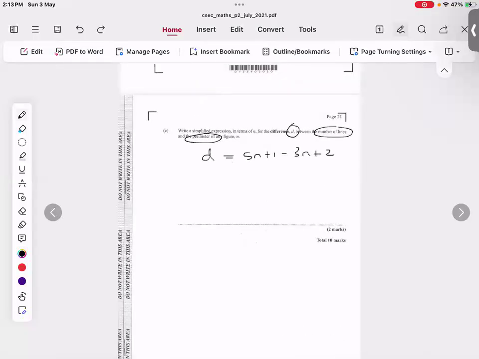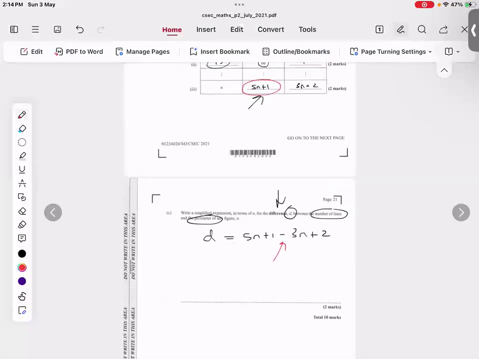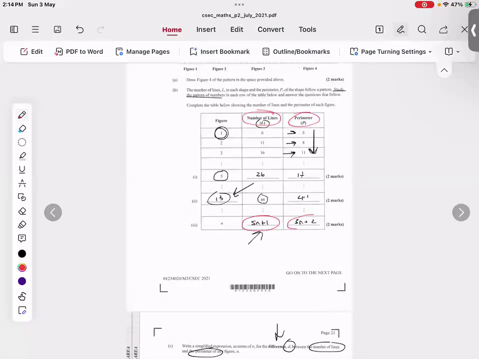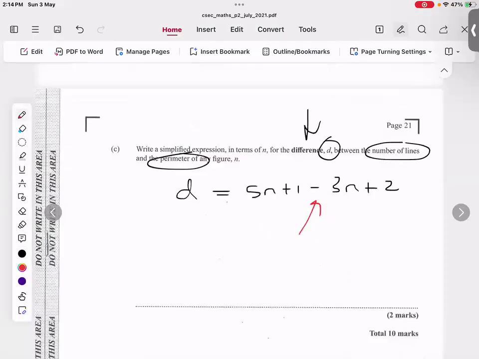Everybody working with me? They say they want a simplified expression for the difference, which means what? Subtraction, right? And they say the number of lines. What's the formula for the number of lines? 5n plus 1. And they say the perimeter. The formula for perimeter up here is 3n plus 2. So we're going to subtract: 5n plus 1 minus 3n plus 2. And that is basic algebra. Everybody should be strong enough in that. So go ahead and subtract this for me now.